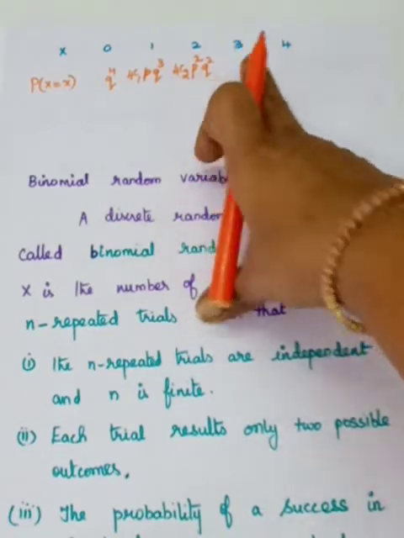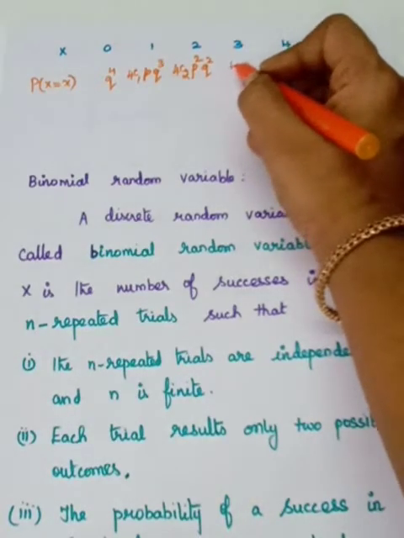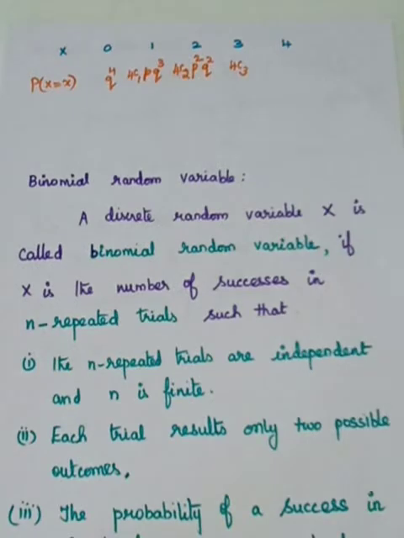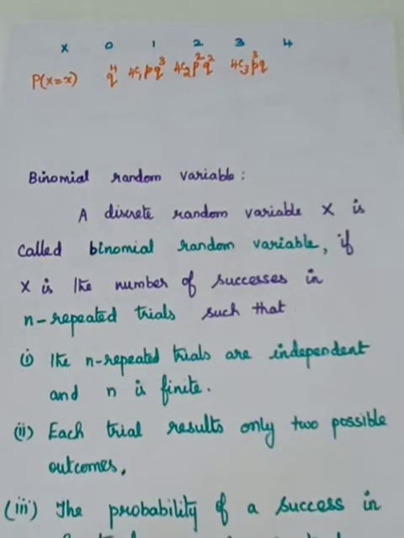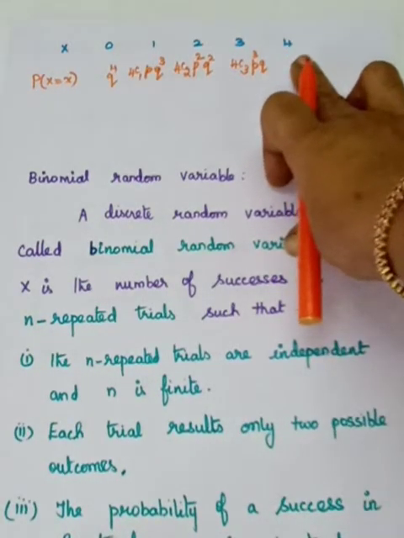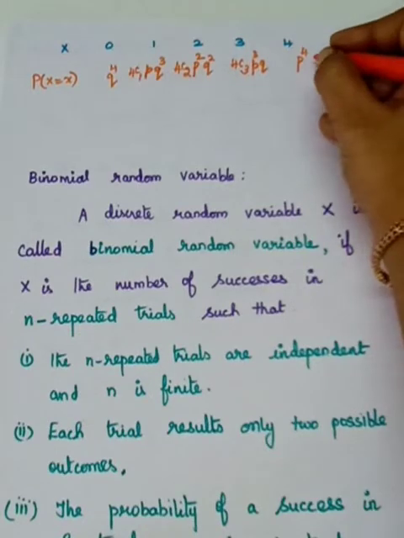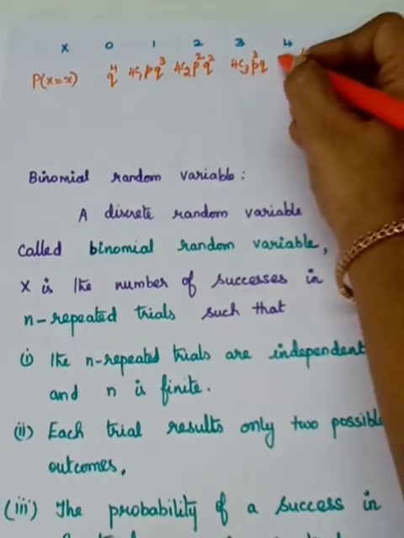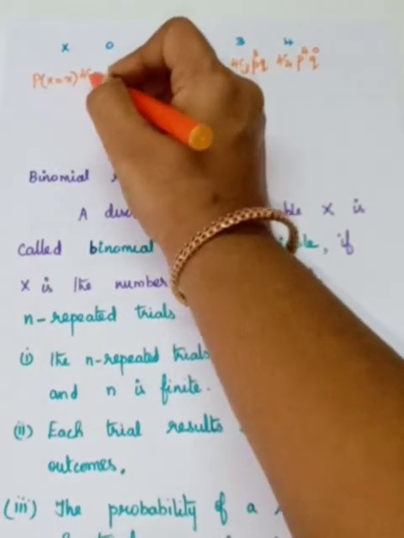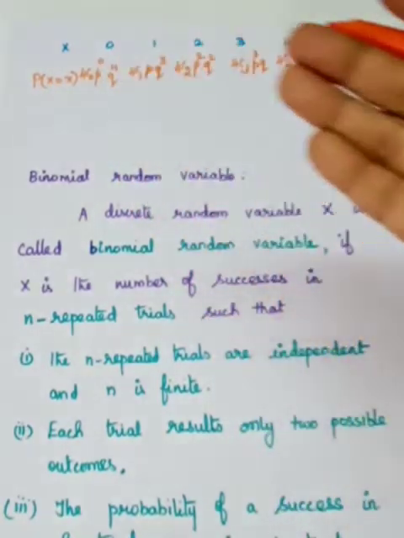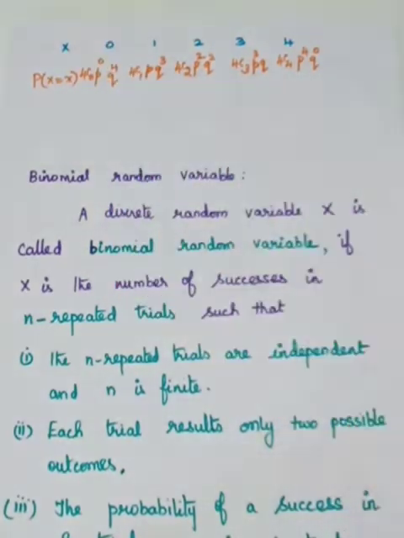When x is equal to 3, 3 times you are getting head and the remaining 1 time you are getting tail. Therefore it can be done in 4c3 ways: 4c3 p cube into q. And all the 4 times you are getting only head, that means it is p power 4, no tail, so q power 0. Otherwise you can write 4c4. Here also we can write 4c0 p power 0, because in all the 4 coins you are getting only tail, so the success is 0. In this way also you can write.